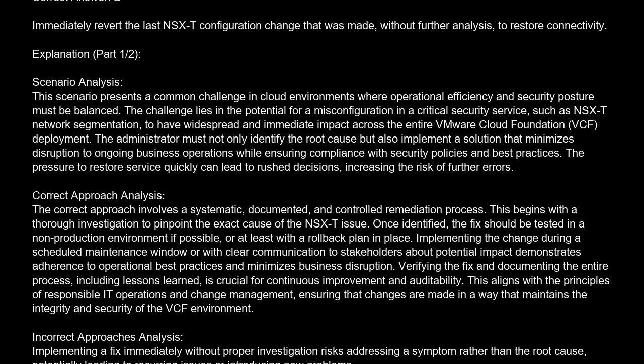Verifying the fix and documenting the entire process, including lessons learned, is crucial for continuous improvement and auditability. This aligns with the principles of responsible IT operations and change management, ensuring that changes are made in a way that maintains the integrity and security of the VCF environment.